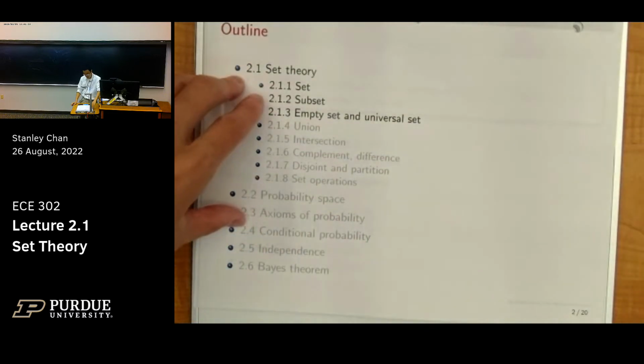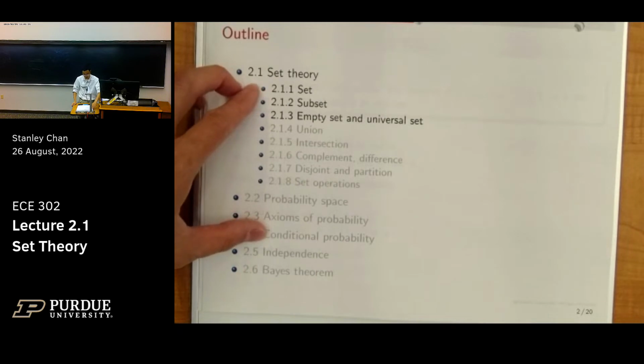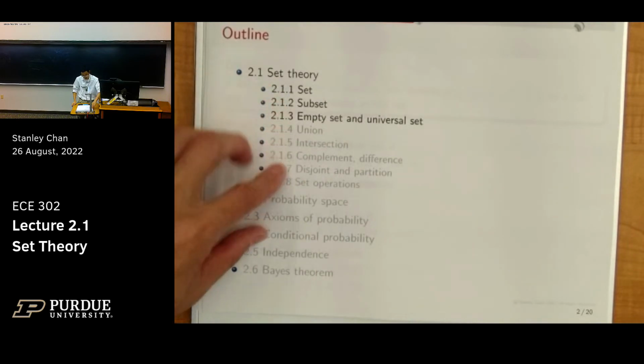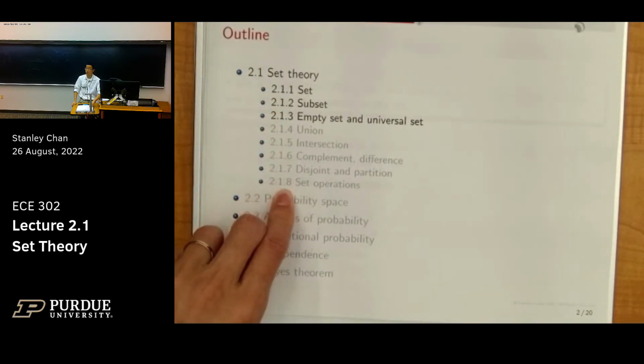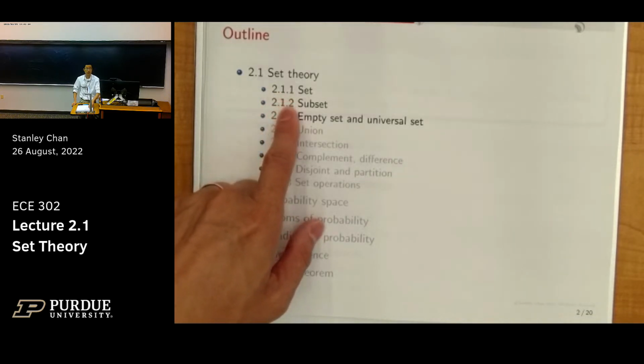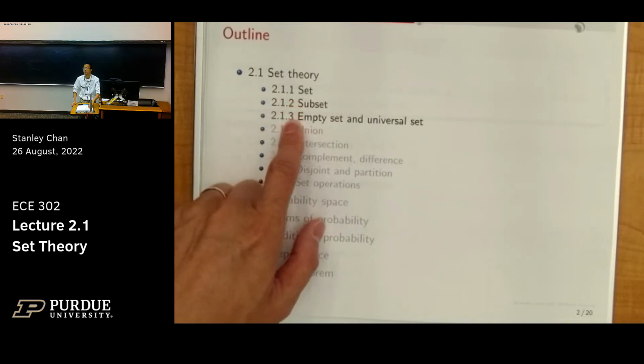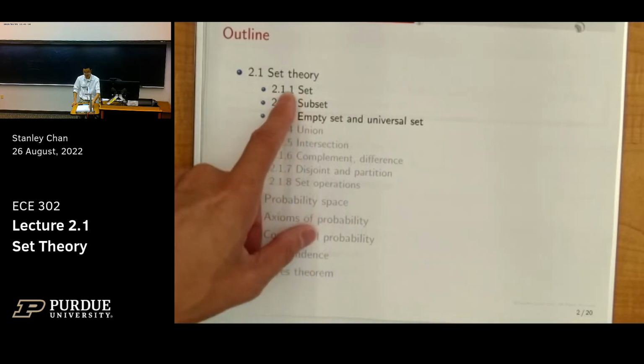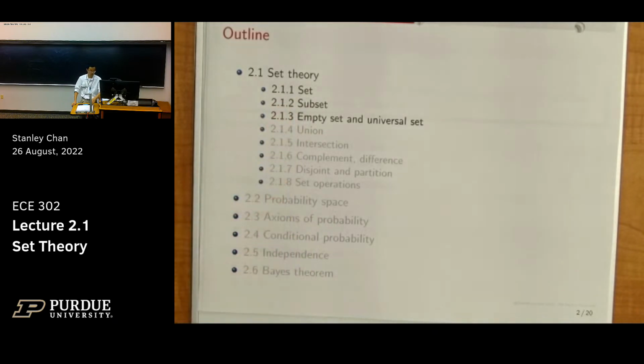Okay, so now if you look at this outline, you can see that we have 1, 2, 3, all the way to 8 subtopics. Each one will be fairly short, but they contain a definition and some theorems and also some examples.